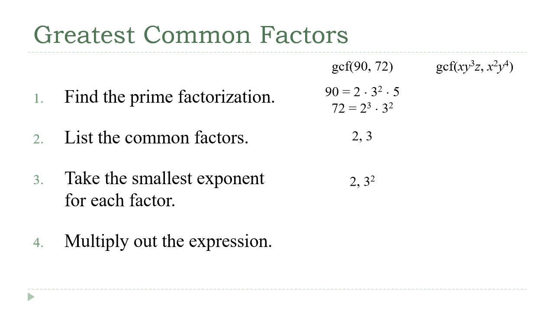Then to get my final answer, all I have to do is take all the results from step 3 and multiply them together. 2 times 9 is 18. There's my greatest common factor.